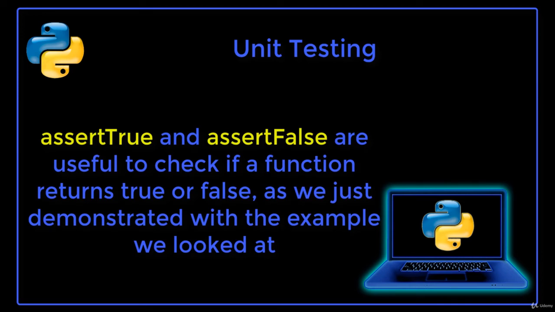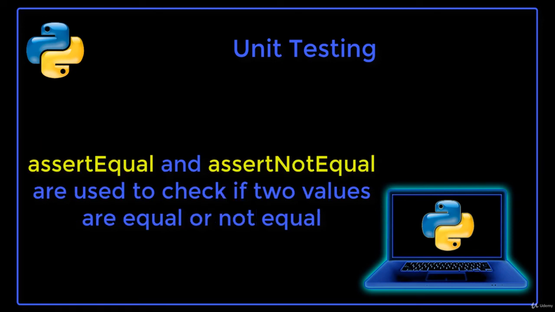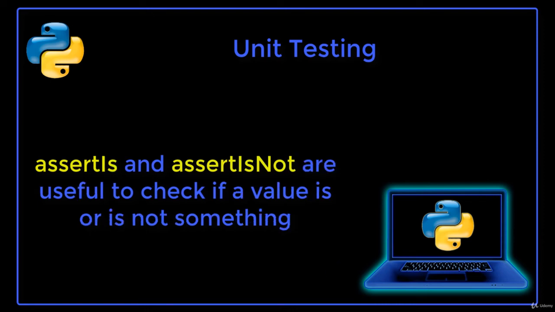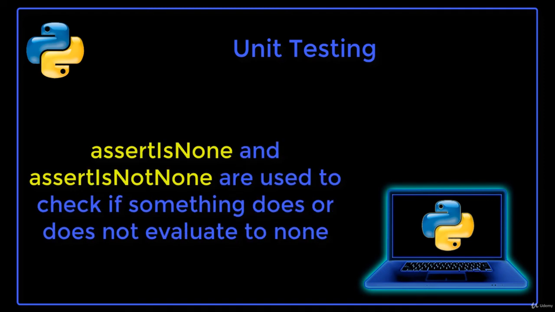assertTrue and assertFalse are useful to check if a function returns true or false, as we just demonstrated with the example we looked at. assertEqual and assertNotEqual are used to check if two values are equal or not equal. assertIs and assertIsNot are useful to check if a value is or is not something. assertIsNone and assertIsNotNone are used to check if something does or does not evaluate to None.